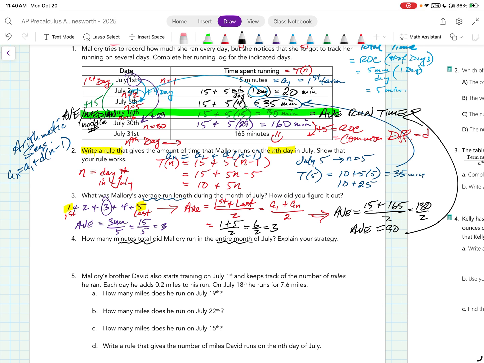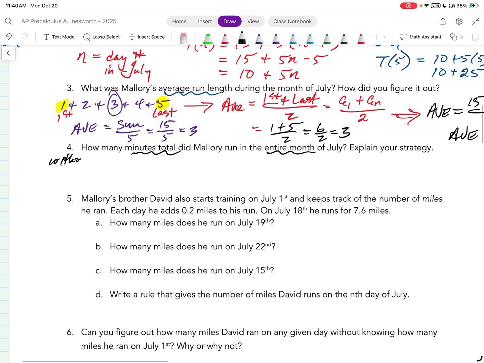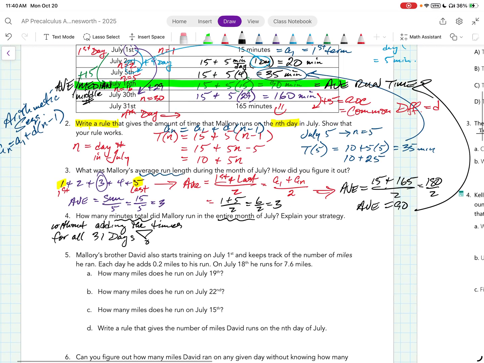Now, without adding all the times for all 30 days, 31 days. How do you do this without adding all the times for all 31 days? What you do is you take the average, and if we know the average runtime is 90 minutes, and we know there's 31 days, we could use that as our method here.